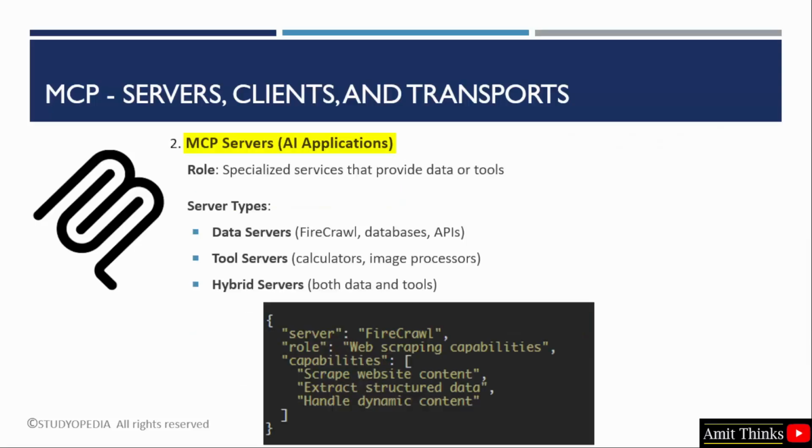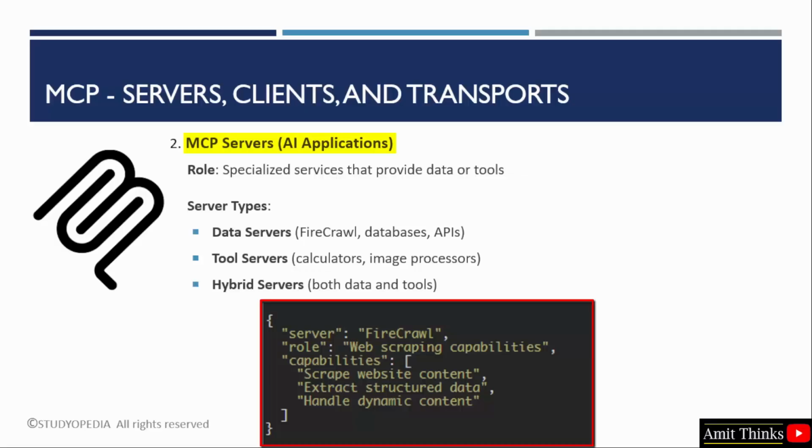The second one is MCP servers. It is the specialized service that provides data or tools. The types of servers can be data, tool or hybrid servers. Data servers, as we are considering Firecrawl for web scraping. It can also include databases or APIs. The tool servers include your image processors or calculators, whereas hybrid includes both data and tools. Here is a JSON-like code snippet showing the server we are using as Firecrawl, defining its roles and capabilities.